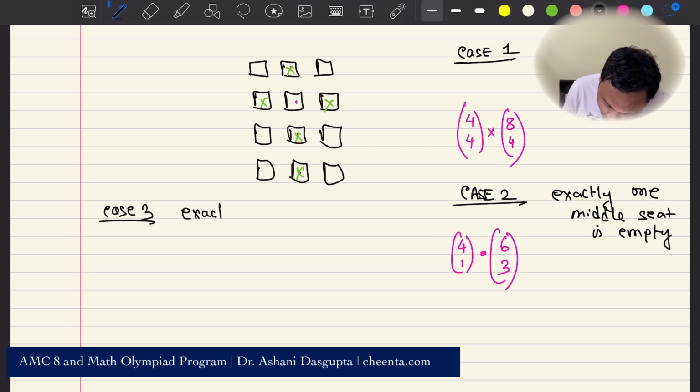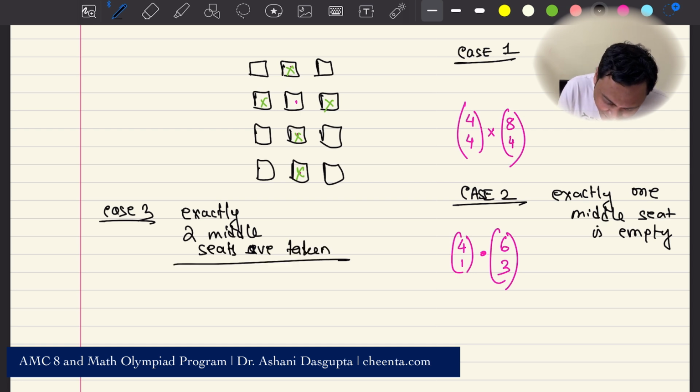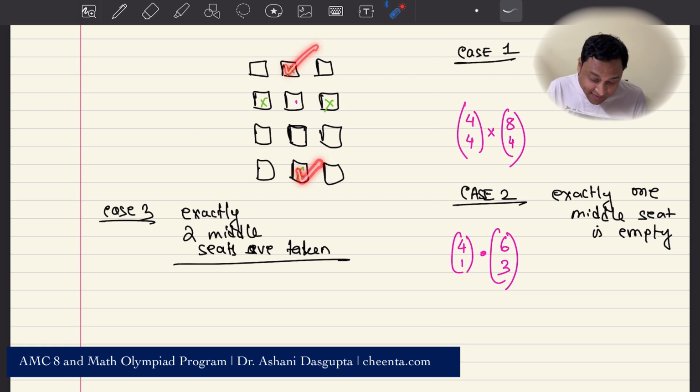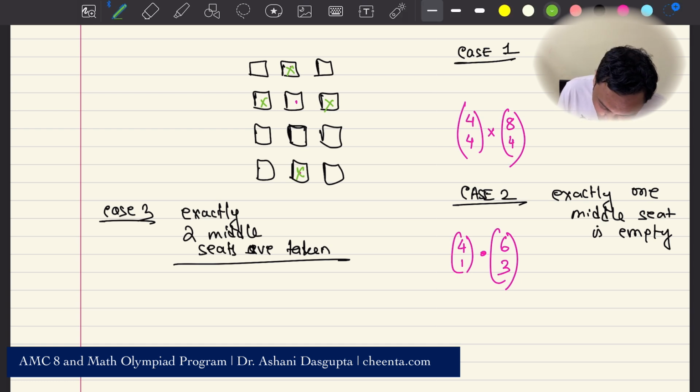exactly 2 middle seats are taken. So let me illustrate that a little bit. Suppose this one is taken and this one is taken. So this is empty and this is empty. Again, we want to prevent the married couple from sitting together. So we must make sure that these 2 are occupied and these 2 are occupied.